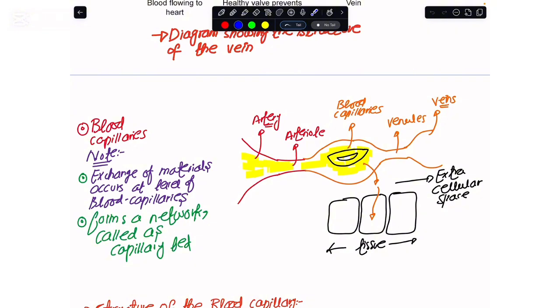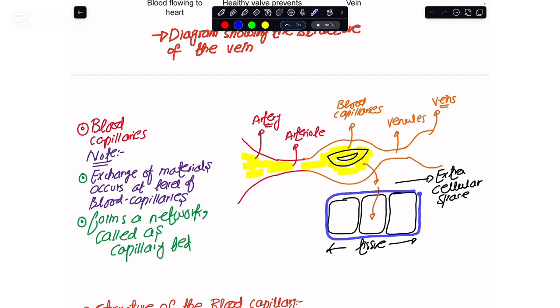If I were to talk about where these blood capillaries lie in any organ, the blood coming to the organ would be carried with the help of the arteries. Then we would make the arterioles, and from the arterioles, the blood would go into their respective blood capillaries. From there, the blood would escape into the venules, and from the venules, the blood would go into the veins.